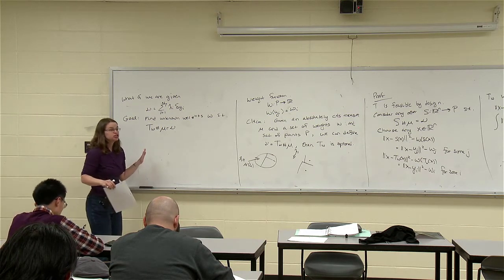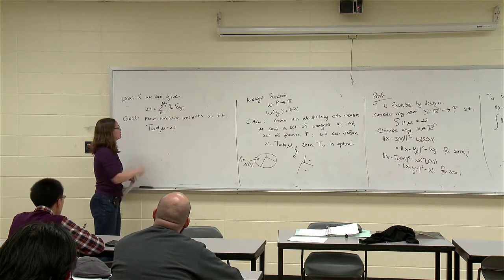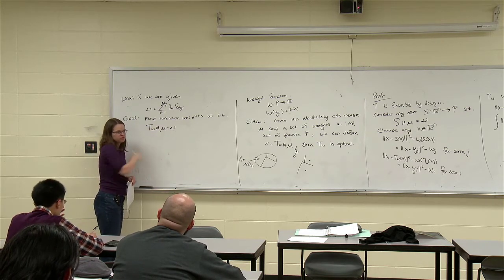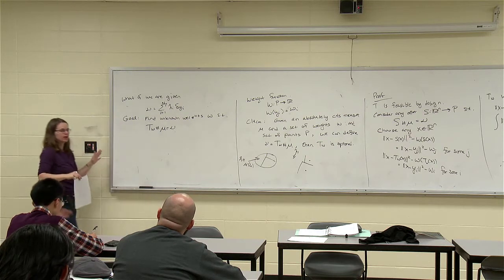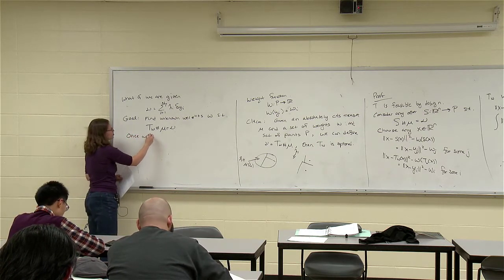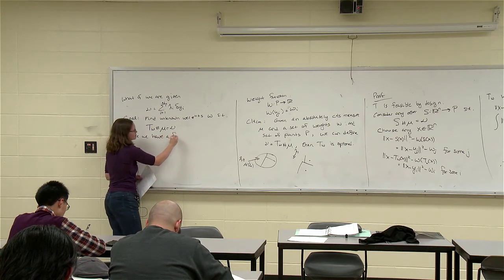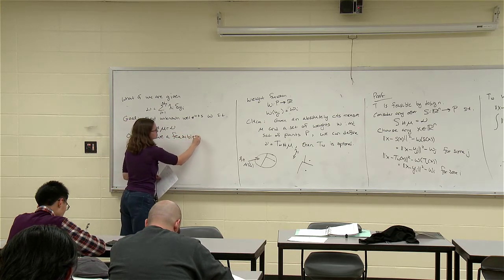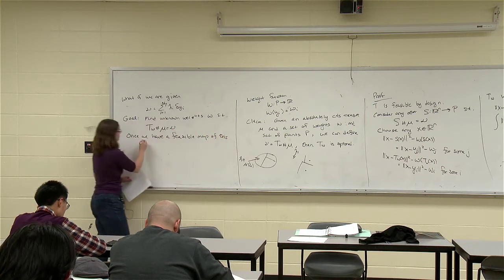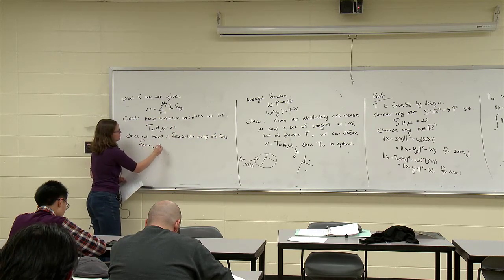And we know, we just showed, once we have a feasible map that has this form that comes from these power diagrams, it's automatically optimal. Right? So this comes down to a problem of feasibility. Okay, so once we have a feasible map of this form, it's automatically optimal.